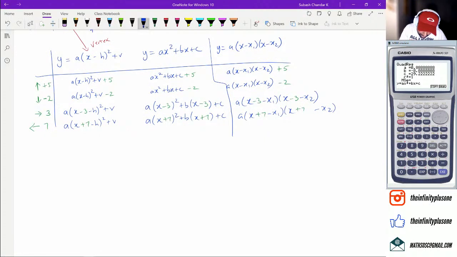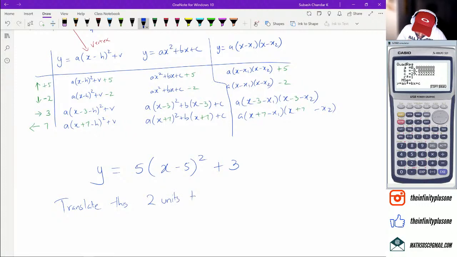So let's say we have a parabola, and I'll write it up, and I want you guys to translate this 2 units to the right and, no, let's go 4 units down. So try this out while I give myself a little break. Leo, I'll get to reflections shortly, man.